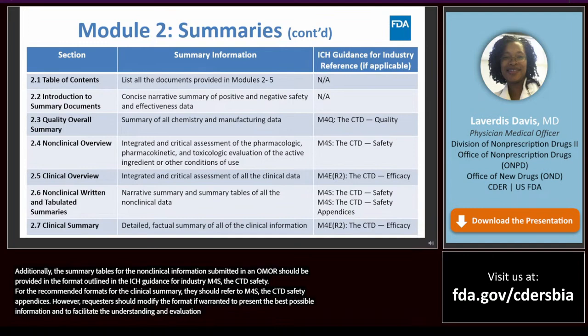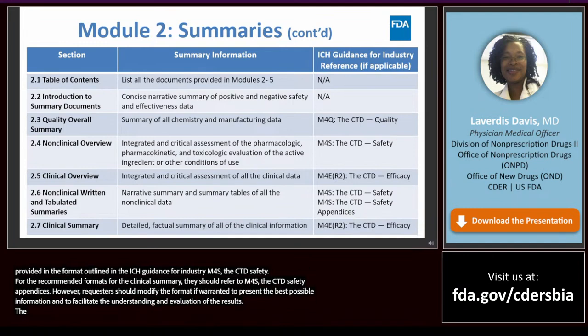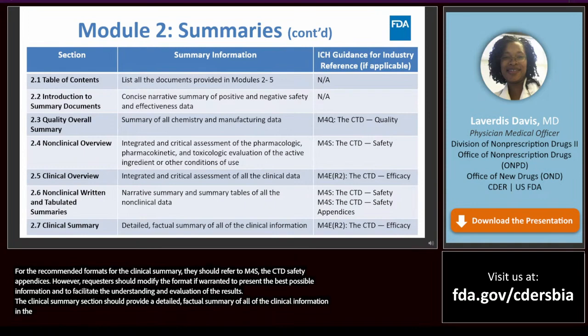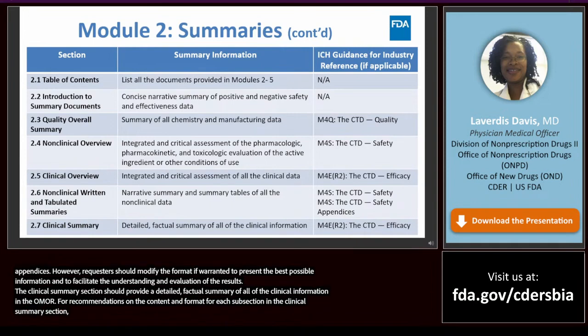The clinical summary section should provide a detailed, factual summary of all the clinical information in the OMOR. For recommendations on the content and format for each subsection in the clinical summary section, requesters should refer to the ICH Guidance for Industry M4E(R2), the CTD Efficacy.